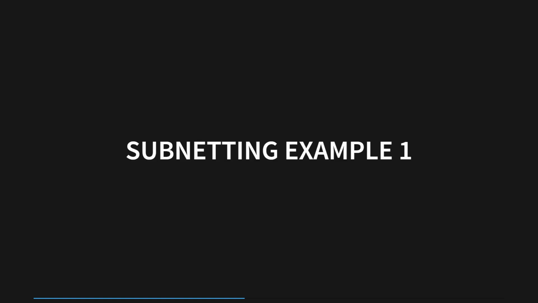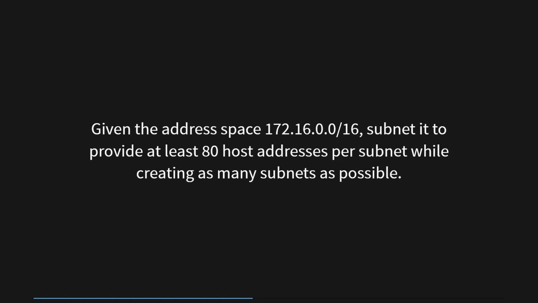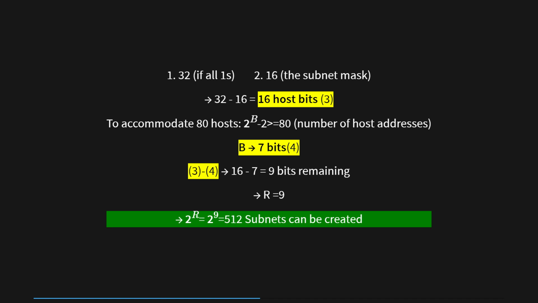Subnetting example 1. Given the address space 172.16.0.0/16, subnet it to provide at least 80 host addresses per subnet while creating as many subnets as possible. Step 1. We have 16 host bits. Leaving 7 bits for host addresses, 2 to the power of 7 minus 2 is equal to 126 host addresses per subnet. We borrow the first 9 host bits to create as many subnets as possible. 2 to the power of 9 is equal to 512 subnets.